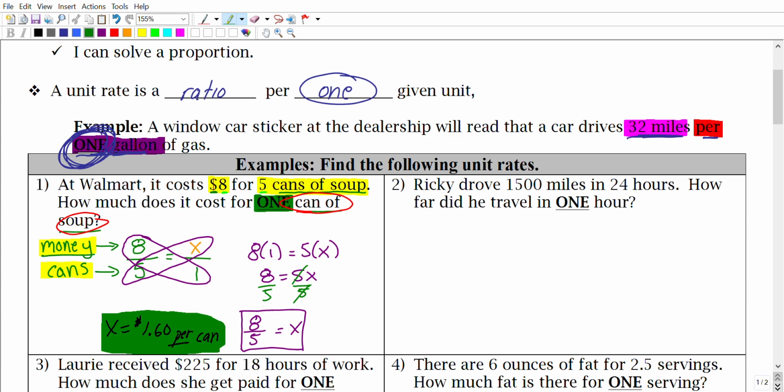Okay? All right. Now, again, what did we do? First off, we checked what 2 things are we comparing? We're comparing money with cans of soup. So I wrote my ratio, money over cans.